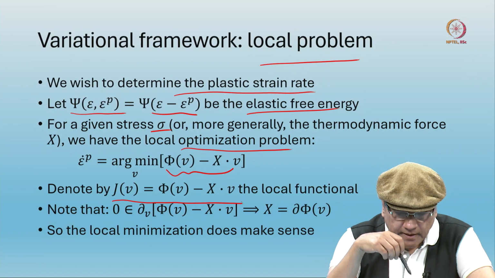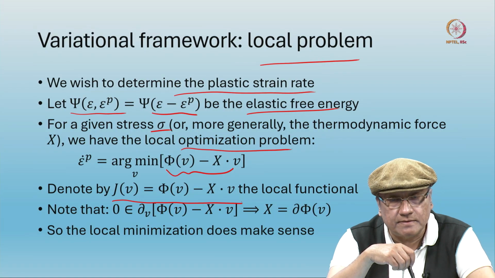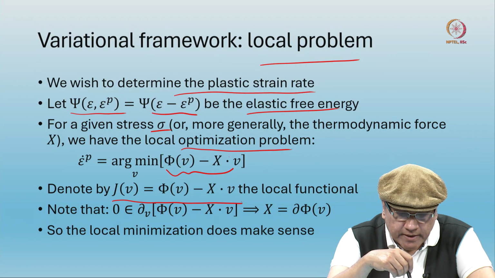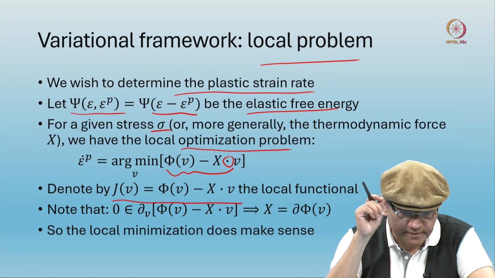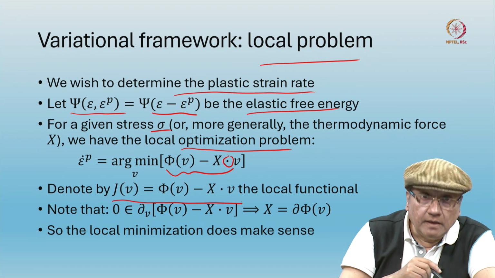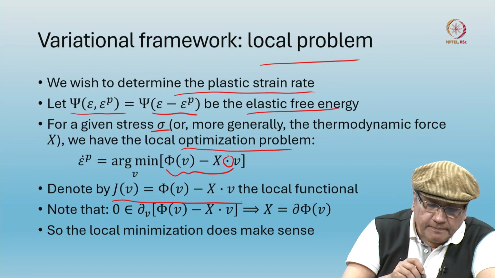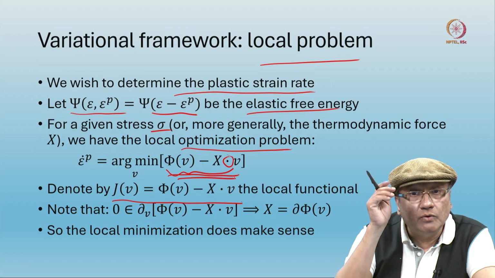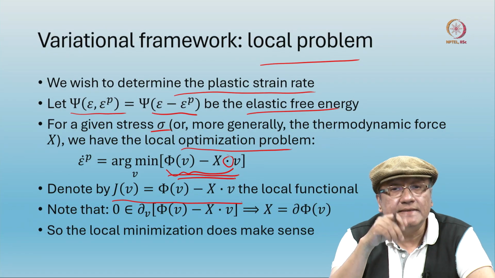For example, if X is in the form of stress and v is in the form of epsilon p dot, then this dot has to be replaced by a colon, that is the Frobenius inner product; you should recall that. So, it is an appropriate inner product. Your job now is to find epsilon p dot by minimizing this J of v with respect to v. Find that v for which this is a minimum.